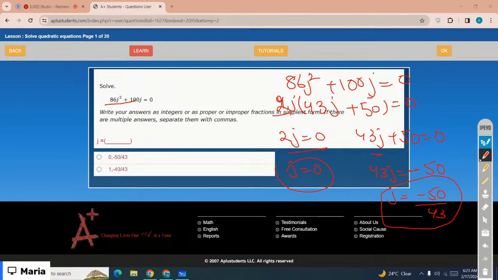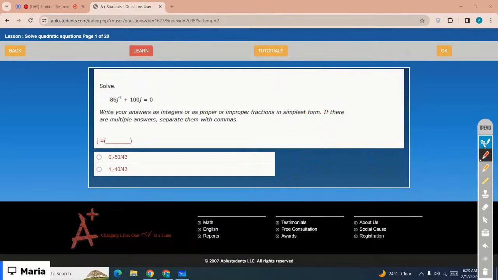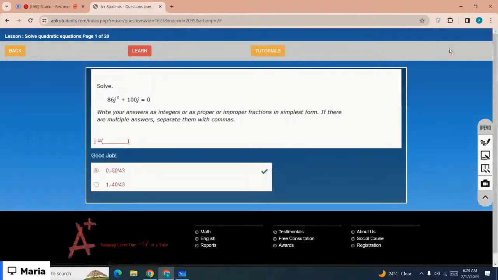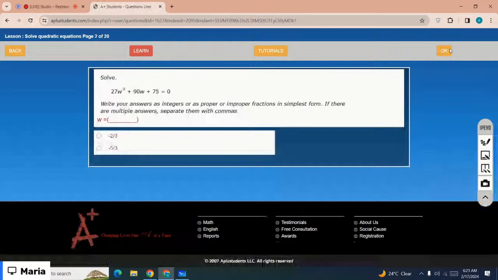Okay, so the correct option is option number 1, that is 0 and negative 50 over 43. The next one is 27w cubed plus 90w plus 75 equals 0. So, which is the correct option? You have to solve this.